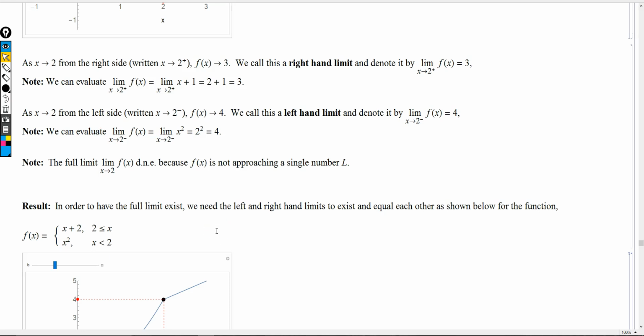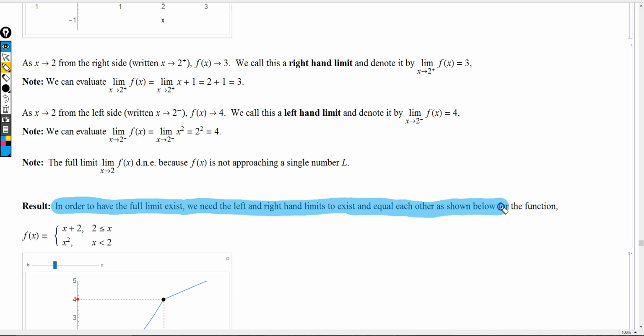So we have this result now. In order for the full limit to exist, we need the left and right hand limits to exist, and they must be equal to each other. So let's illustrate that concept with the function down here. All we did is take that function above and change it a little bit. Now we're going to look at the left and right hand limits of this function and see how they compare to the full limit, and see if the full limit exists.